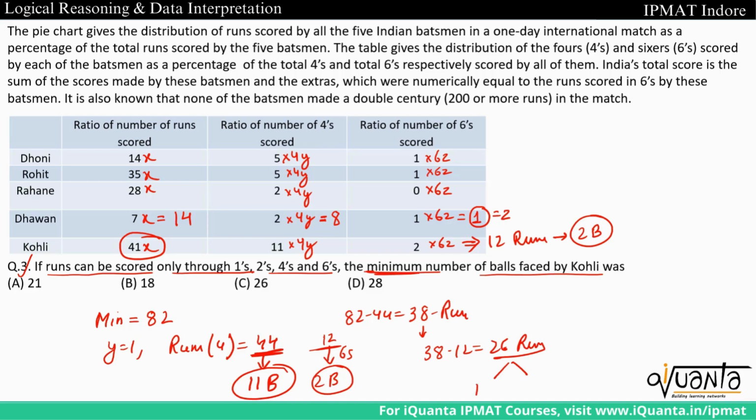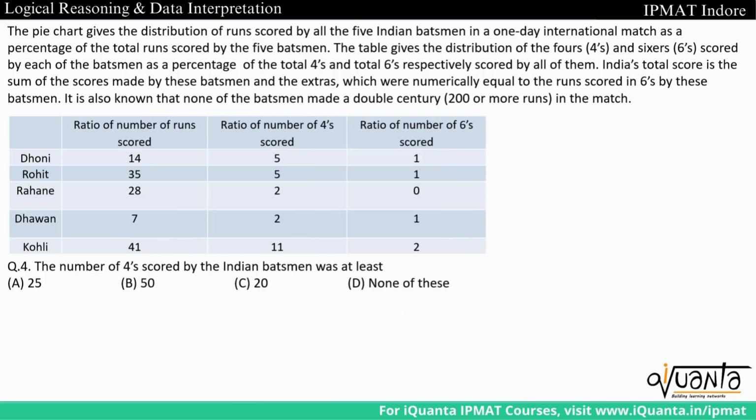Now these 26 runs will be scored by just ones and twos. So how can we minimize the number of balls to score 26 runs? He should score all 26 runs in twos. So that means he'll face 13 balls to make 26 runs. So in total, how many balls were consumed by him? 11 plus 2 plus 13, which gives me 26 balls. So minimum 26 balls were consumed by Kohli to make 82 runs.